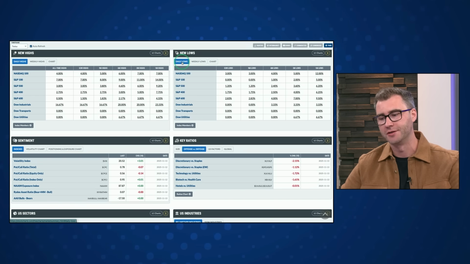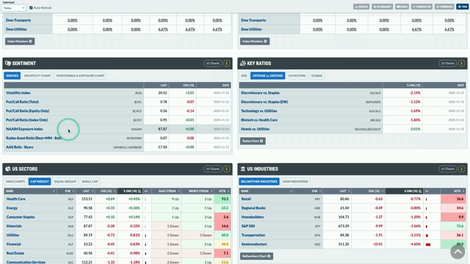Specifically, I'm going to stay focused on the sentiment panel. This is a great place to go to think about fear in the market. Now, if we're looking at the data on this page, we're thinking about where the VIX is at, where some of these put-call ratios are at, what active managers are doing, different things like that. Fear is really not that high. We're starting to see the VIX tick up a little bit.